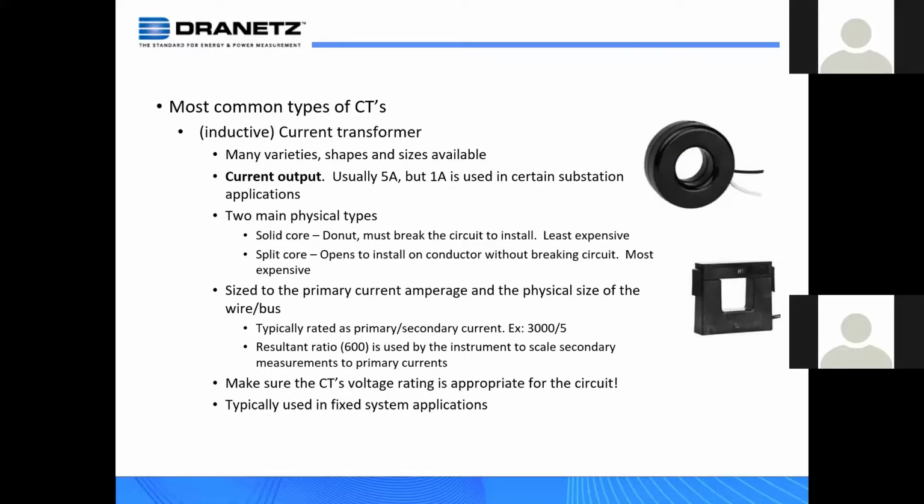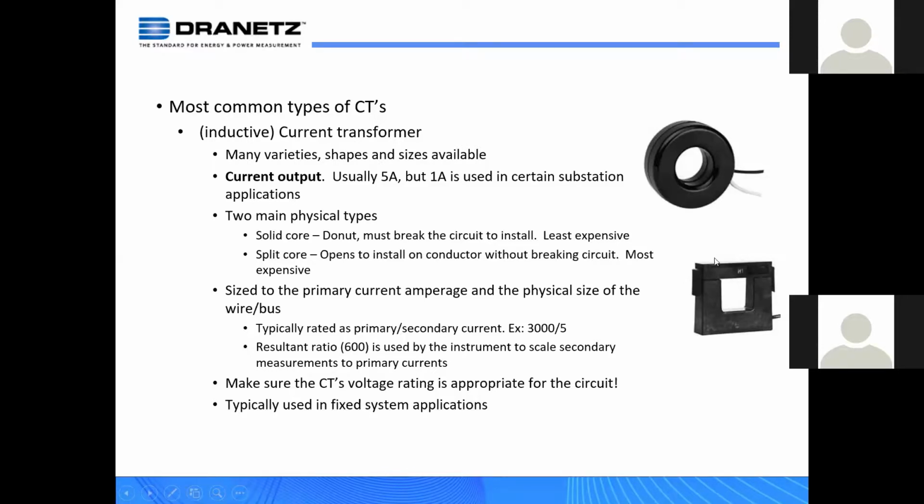So in a fixed application, the most common type is either a solid core CT or a split core type CT. Usually they have a 5 amp secondary, and we measure that output. That 5 amp secondary, excuse me, is wired into the fixed instruments, and we're actually measuring that 5 amp secondary. You enter scaling factors or ratios into the instrument that makes it look like you're measuring that 1,000 amps and multiplies those values back up. So a solid core CT is less expensive, but you need to break your wire or your bus to fit into this. A split core CT is more expensive than the solid core CT.